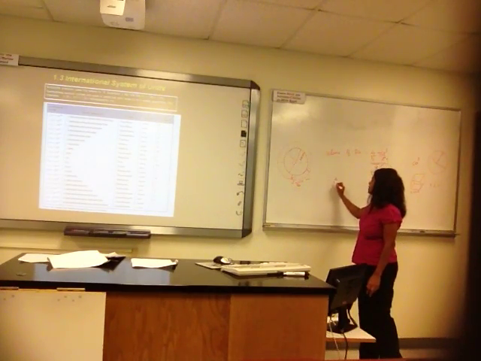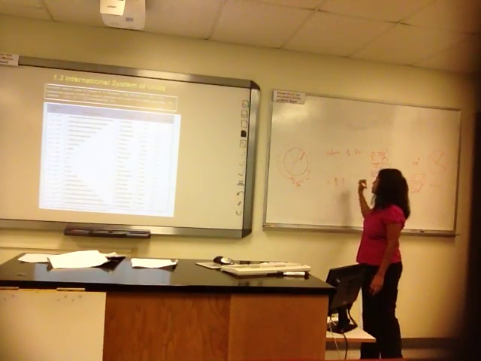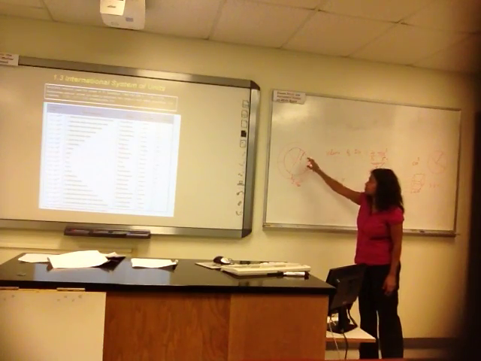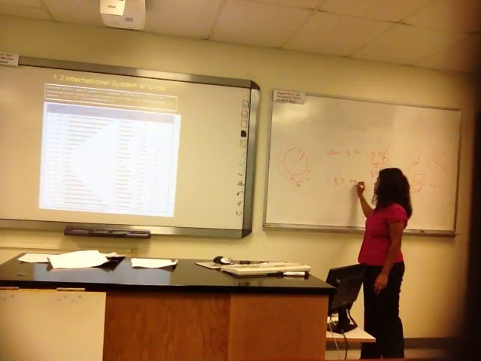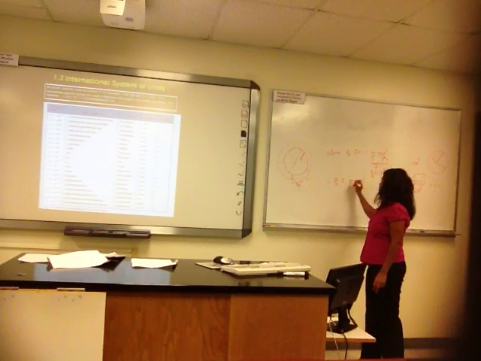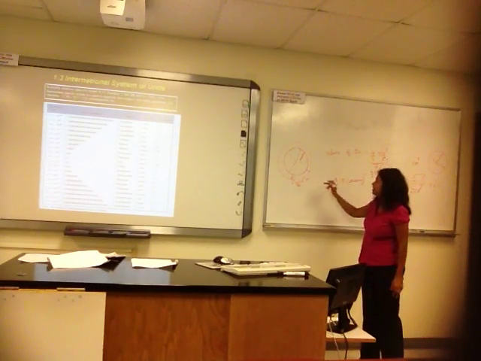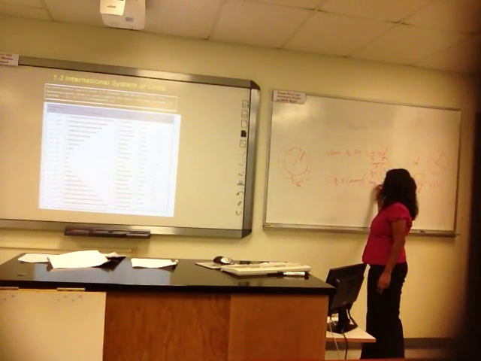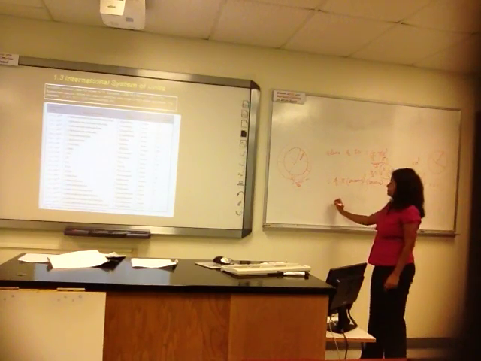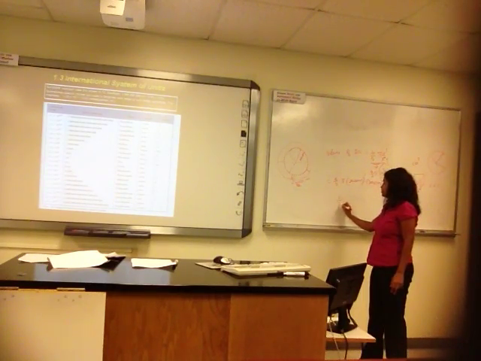But other than that, everything else is the same. So you already know 4 by 3. Pi is a constant, and R is 2,000 kilometers, and this is squared, and the depth is 3,000 meters. So you're going to simply do the math.